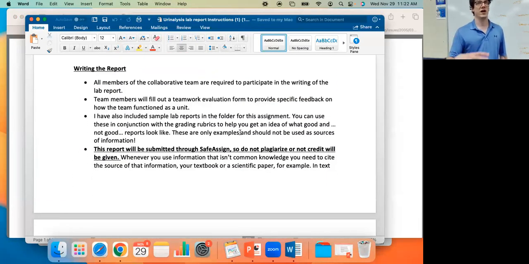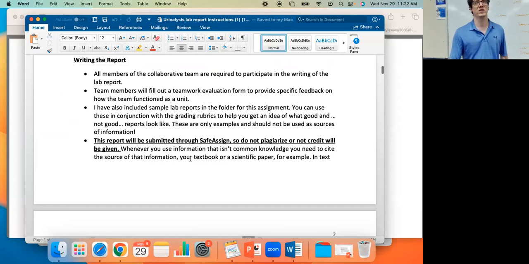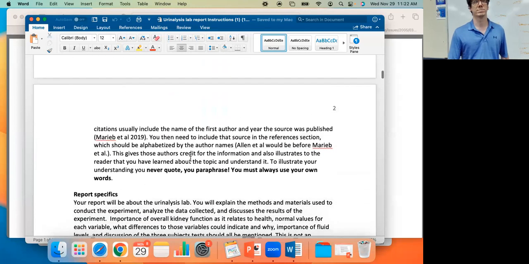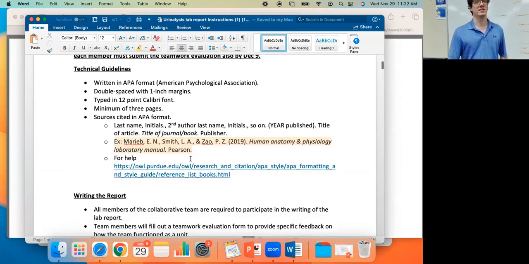So that's basically how I would write the report. Once again, this is going to be submitted through SafeAssign as well as AI checkers, so don't do that. It's for a guide on how to do it. Yes, I've even drawn it right here. So this is basically the simplest version of it. You do the last name, the initials of the first author, second author, last name, initials, and so on. The year it's published, in this case 2019. So Marieb, EN, Smith, LA, and Zal, PZ, published in 2019. And then the title of the article, in this case it's the title of the book: Human Anatomy and Physiology Laboratory Manual, and the publisher of this book was Pearson.